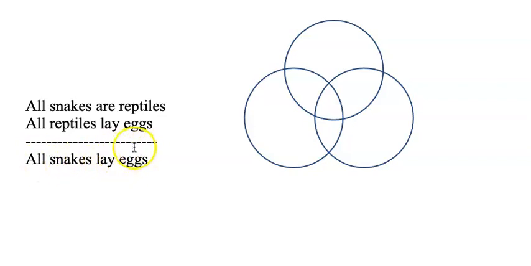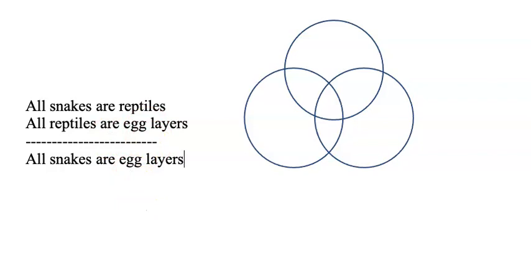So we could say all reptiles are egg layers. That way we still get the "are" verb in there. All snakes are reptiles, all reptiles are egg layers, all snakes are egg layers.